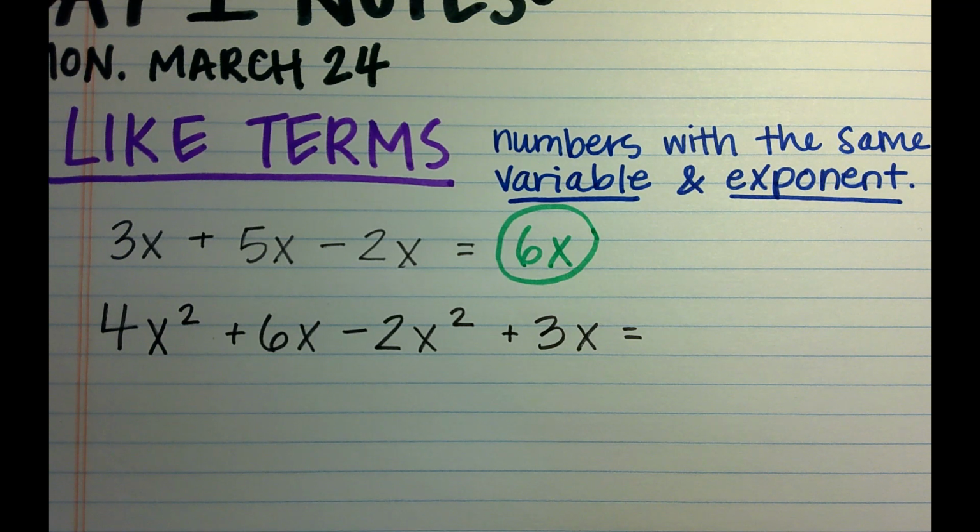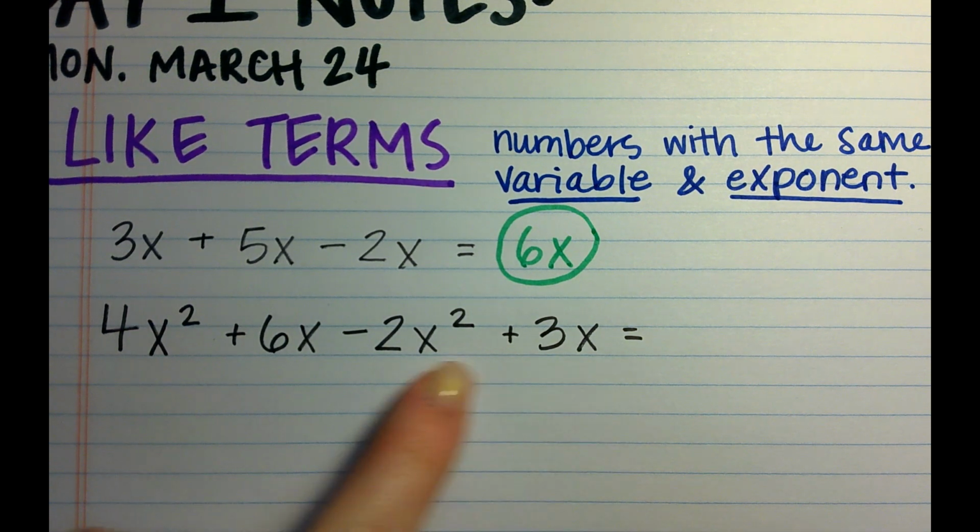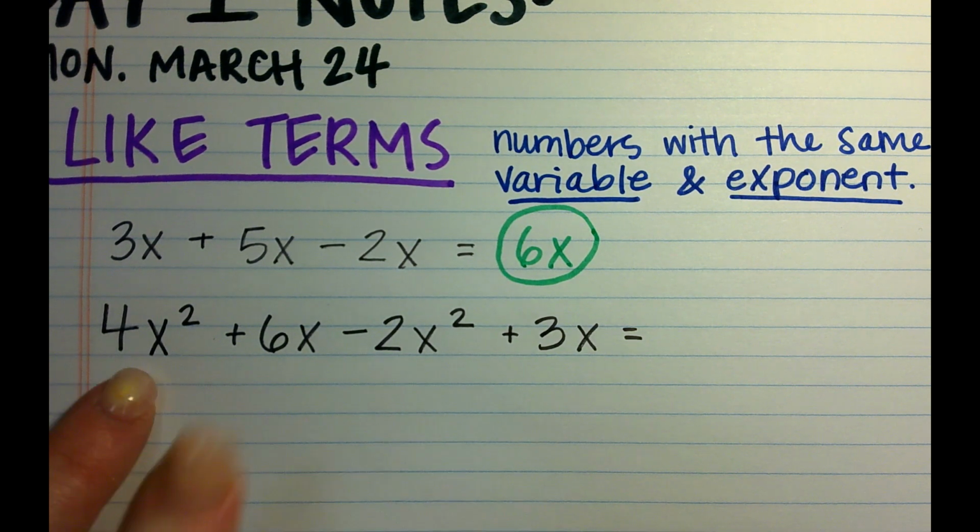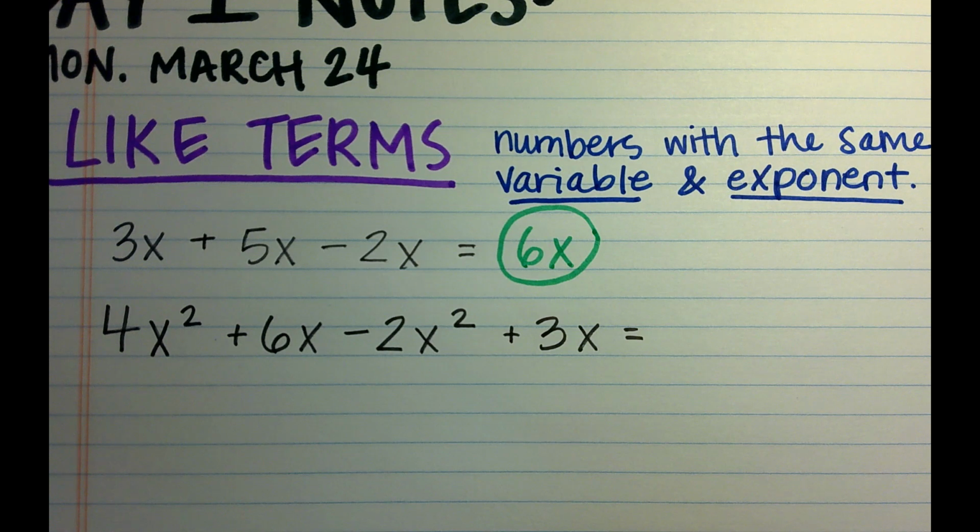Now we have something a little bit different. How many terms do I have here? How many altogether? 4. There are 4 terms. 1, 2, 3, 4. 4 different terms. Do each of these terms have the same variable? Yes, they all have an x. Does that mean that they are all like terms? No. Why? Because some have exponents.